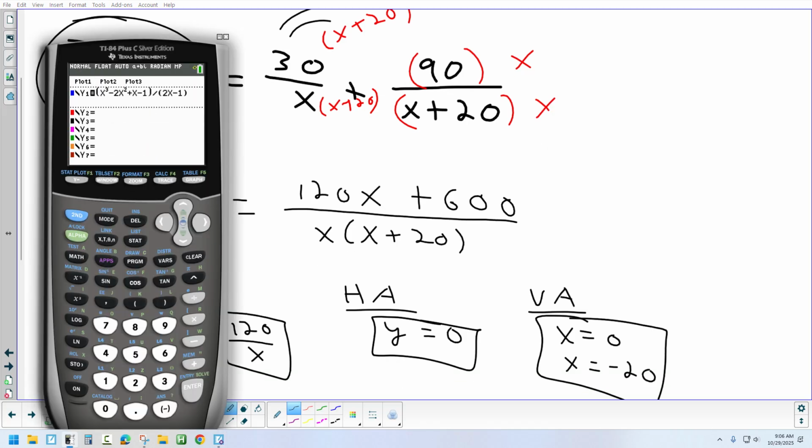Okay, when I do the sketch, I'm going to use the version that we combined together because it's just easier for me to type that in. So 120x plus 600. And I am going to distribute the bottom and make it x squared plus 20x. If you want to use one of the original versions, you can. You're just going to have to do more parentheses.